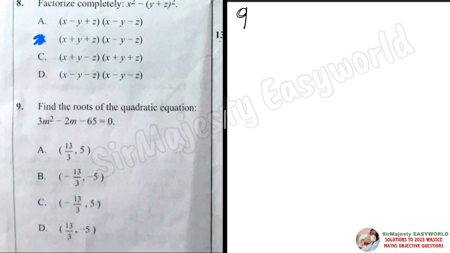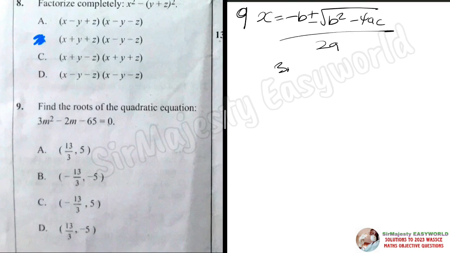So the next question, that's number 9. Find the roots of the equation 3m squared minus 2m minus 65 is equal to 0. For us to find the roots of the equation, we're going to solve the quadratic equation. So in this, I would like to use the general formula, that's the quadratic formula. That will be minus b plus or minus root of b squared minus 4ac all divided by 2a. So in this question, 3m squared minus 2m minus 65, you can see that these are a, these are b, these are c in terms of arrangement of their letter placements.